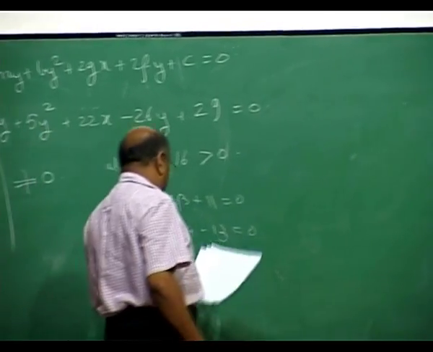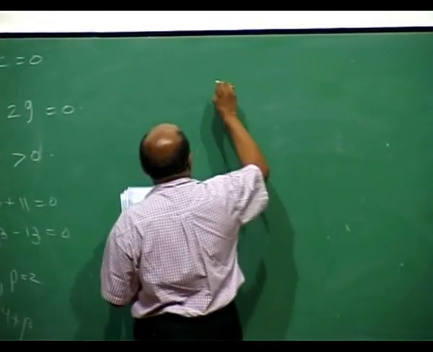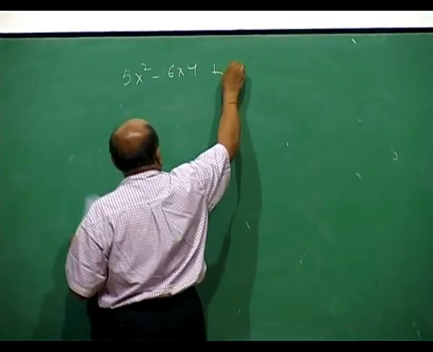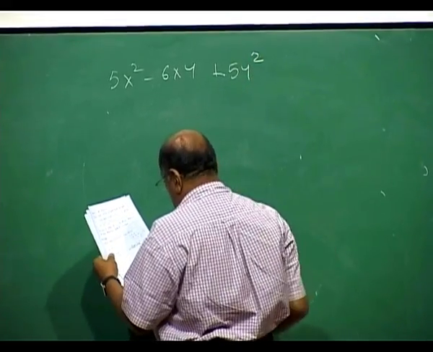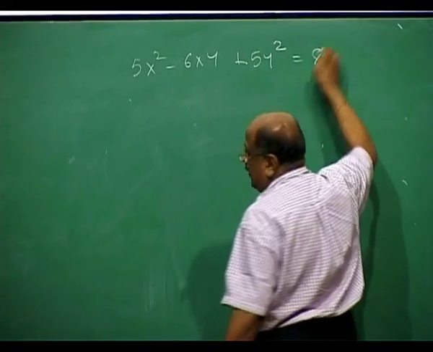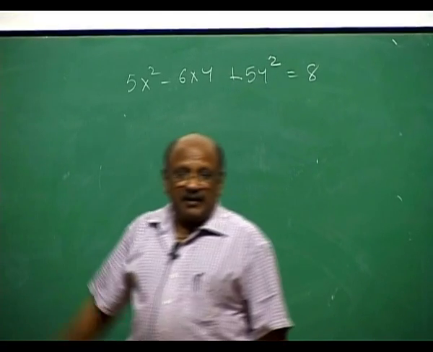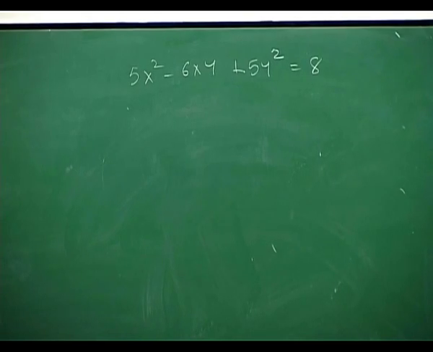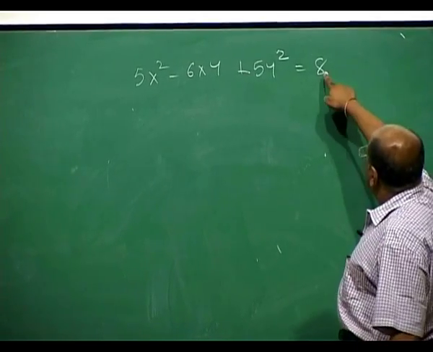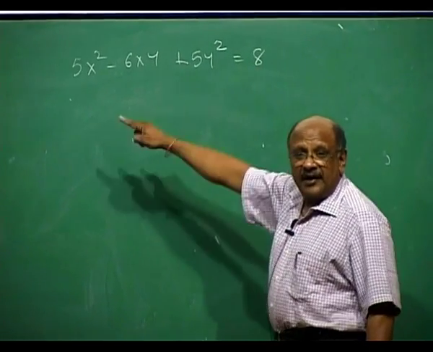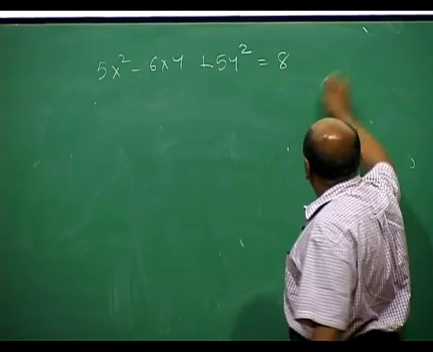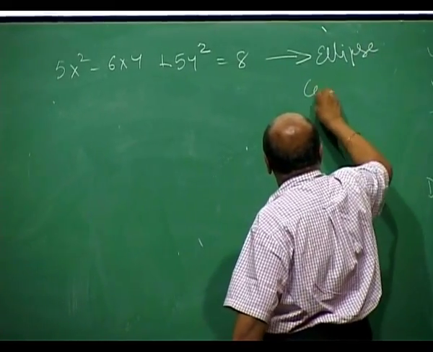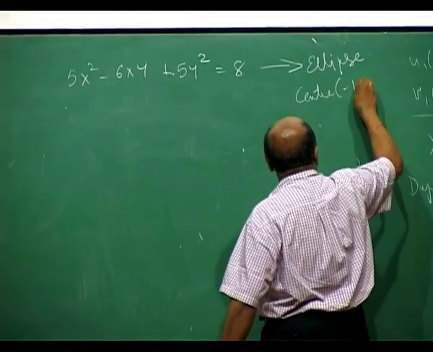and then this becomes 5x square minus 6xy plus 5y square equals 8. Okay, g alpha plus f beta plus c will be minus 8, and therefore this is a positive number here. So if I divide by 8, I will get equal to 1. So this is certainly going to give me an ellipse. So this is an ellipse, and the center of the ellipse is at minus 1, 2.